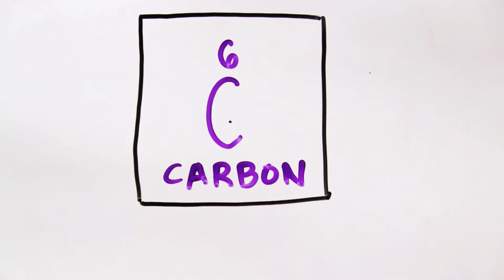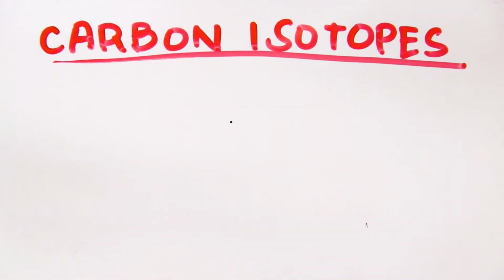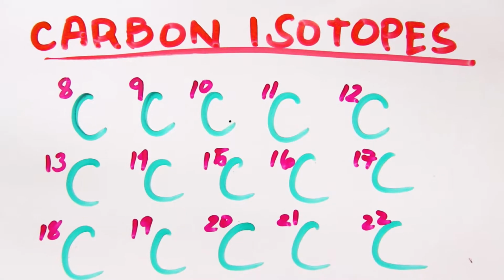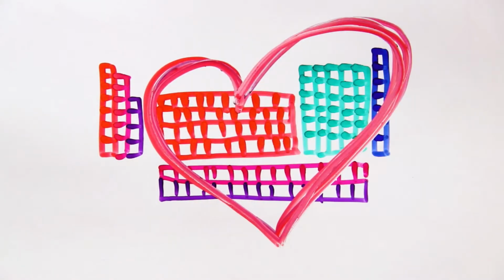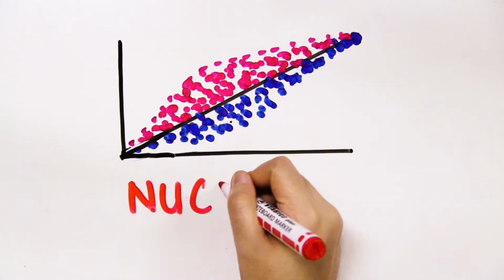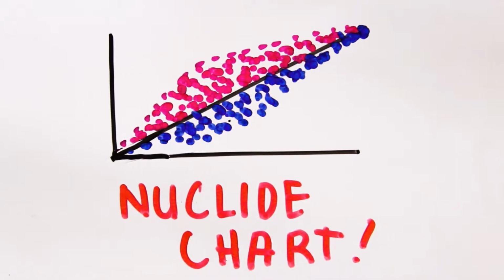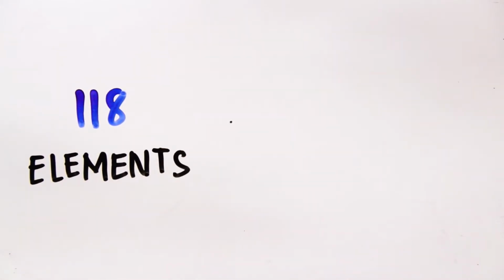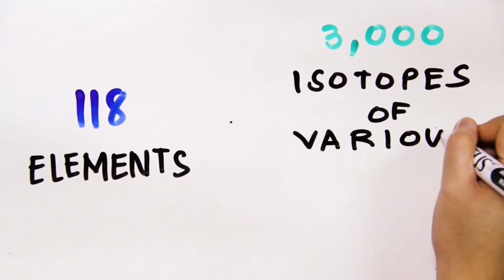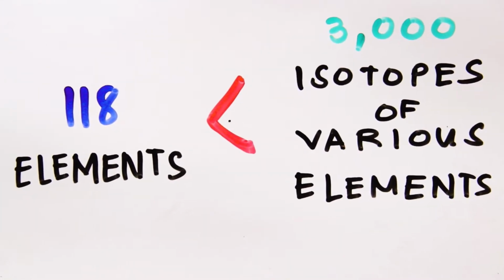Did you know that carbon alone, which makes up around 1/5 of the human body, has 15 isotopes? There are so many isotopes of different elements that we need to go beyond the periodic table we know and love. Well, love is a strong word. We need a nuclide chart. What's a nuclide chart, you say? Well, it's the periodic table, but more complicated. Compared to the 118 elements in the periodic table, the nuclide chart has more than 3,000 isotopes of various elements. And you thought memorizing the periodic table was bad.